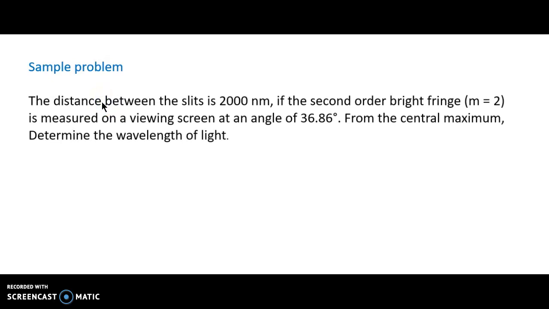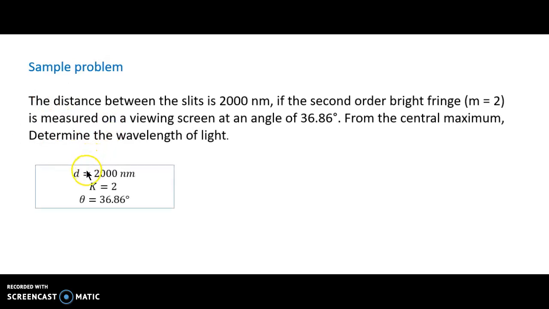We have a sample problem here. The distance between the slits is 2000 nanometers. The second order bright fringe, m equal to 2, is given to us. Here it is m; in our equation we are going to use k. There is no difference between them, it's only a difference between American and British schools. It's measured on a viewing screen at an angle of 36.86 degrees from the central maximum. Determine the wavelength of the light.